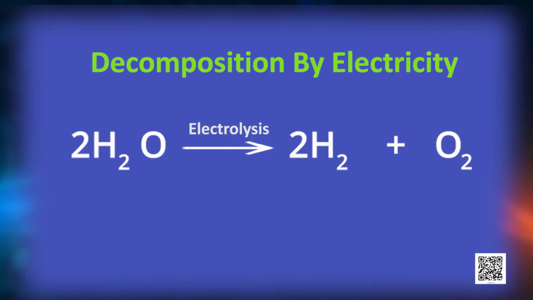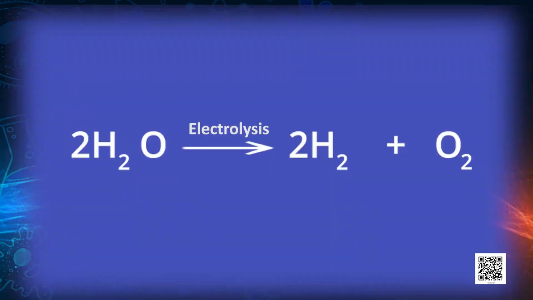2H2O gives 2H2 plus O2. Remember, you have learned that a balanced equation helps you to do calculations. Look at this balanced equation. The products obtained are 2H2 and 1O2. So you see, hydrogen and oxygen are present in the ratio of 2:1.